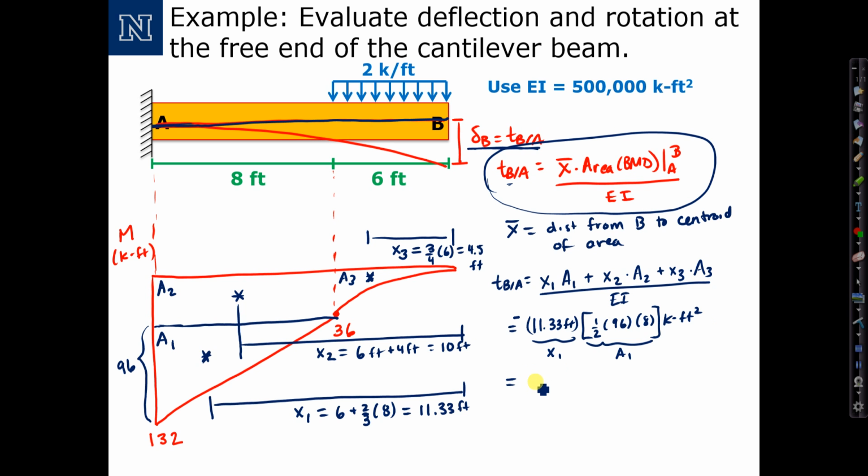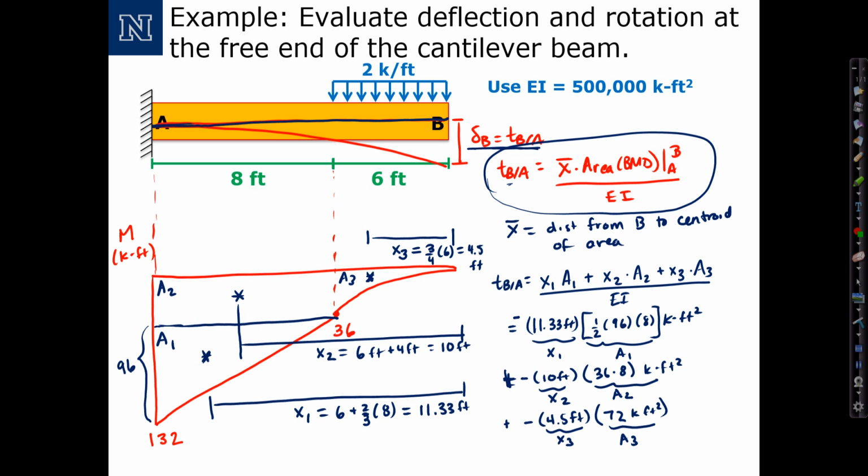Next, x2, 10 feet, times a2, the area of this rectangle, 36 times 8, in feet squared. Sorry, this should be a plus because I'm adding all these together. That's x2, and this is a2. And then plus a negative for region 3, x bar, 4.5 feet, that's x3, times the area. We calculated this area just a bit ago, and that area was 72 feet squared for a3.